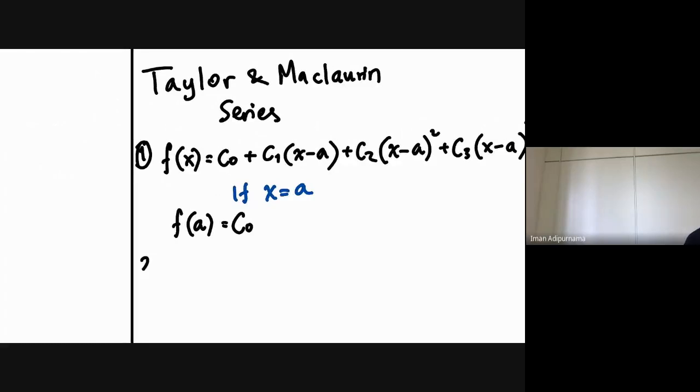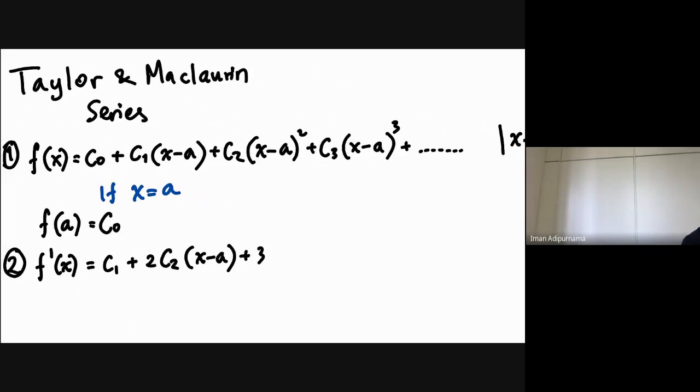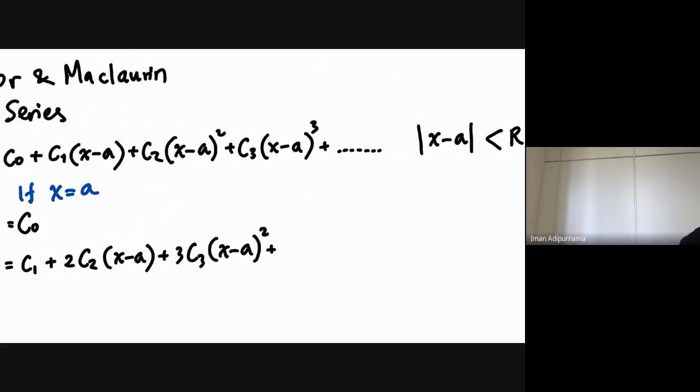Now the second, let's write the derivative form. Then we can write c1 plus 2c2 (x minus a), and then plus 3c3 (x minus a) squared. Or let me continue to 4: 4c4 (x minus a) cubed.